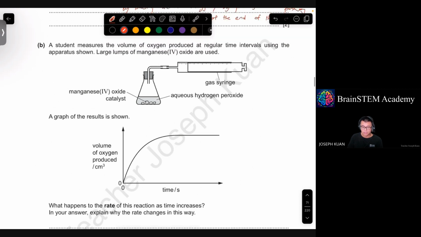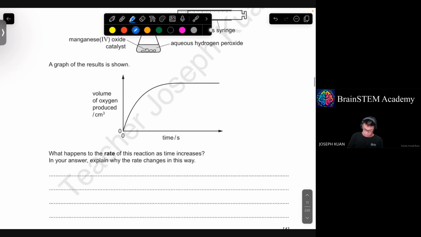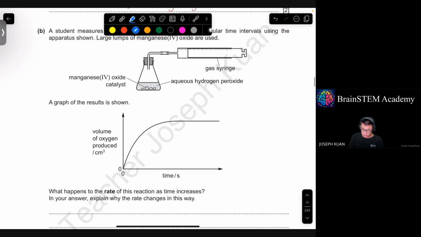Next, a student measures the volume of oxygen produced at regular time intervals using the apparatus shown. Large lumps of manganese(IV) oxide are used. A graph of the results is shown. What happens to the rate of this reaction as time increases? And in your answer, explain why the rate changes this way. Now, the point of the question is about the rate of the reaction as time increases.